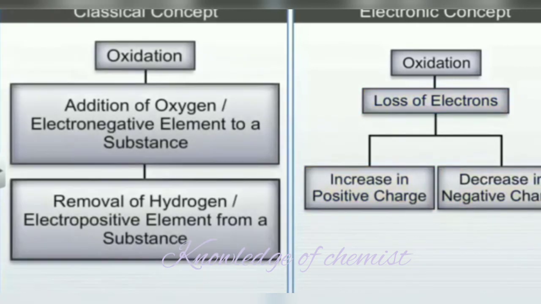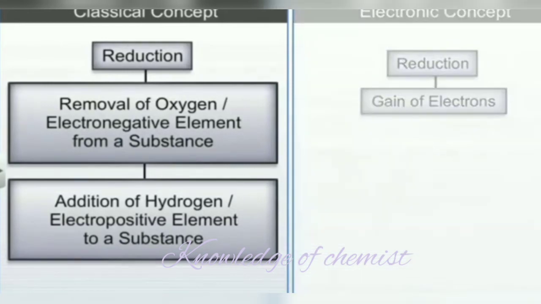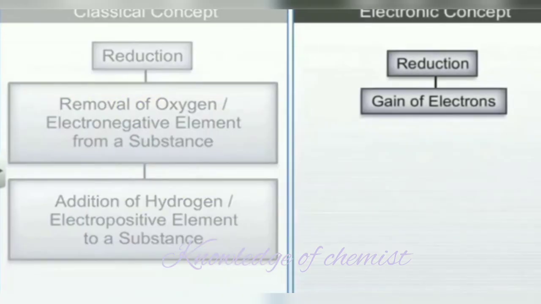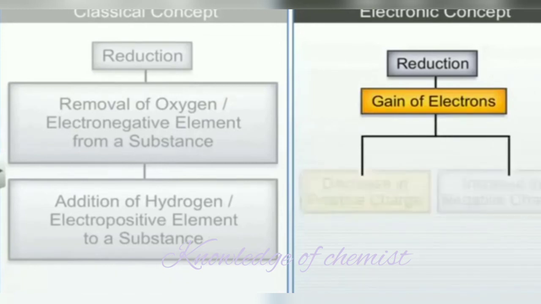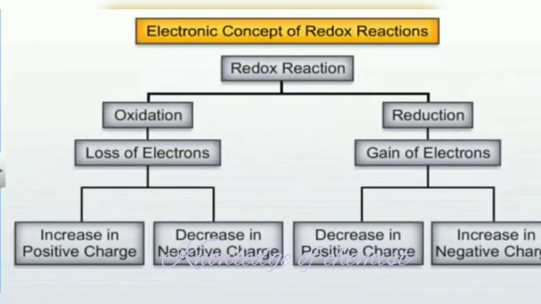We know that reduction is the opposite of oxidation. The classical concept defined the term in terms of addition or removal of elements. The electronic concept defines it as gain of electrons. The gain of electrons results in the decrease of positive charge or increase in the negative charge of the species. As we proceed from the reactant to product in a chemical reaction, according to the electronic concept of redox reaction, oxidation is loss of electrons and reduction is gain of electrons. This reaction is also called a redox reaction.